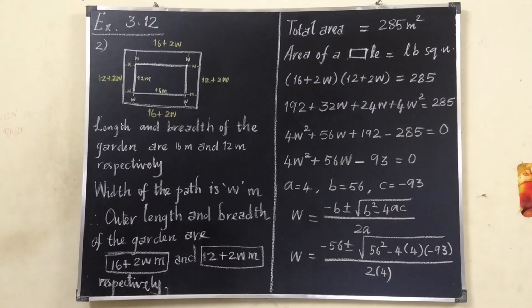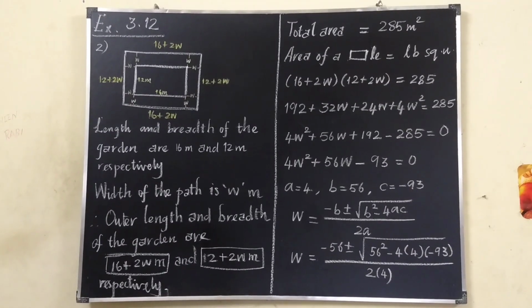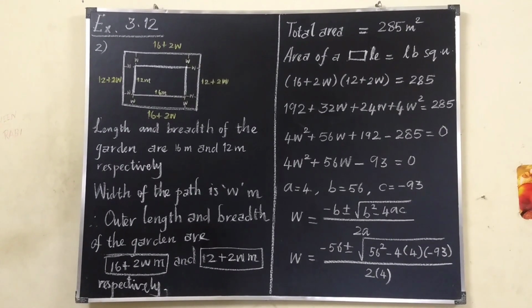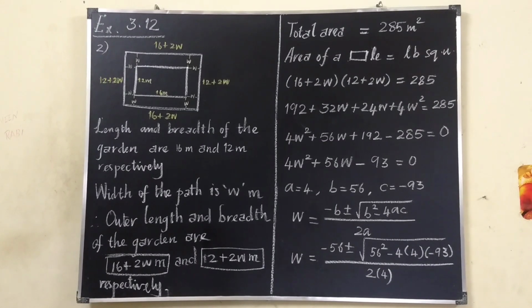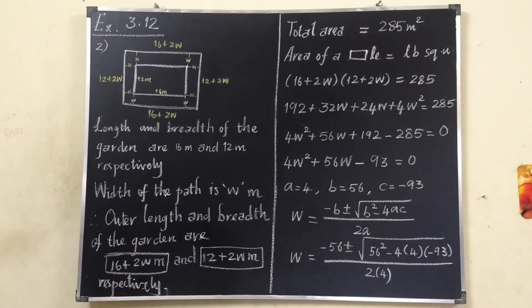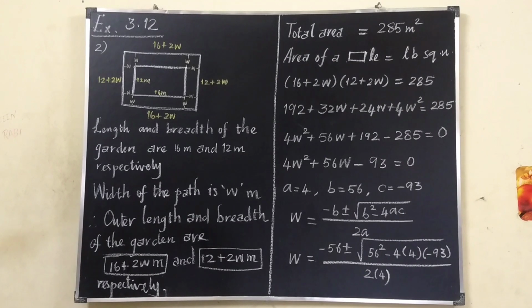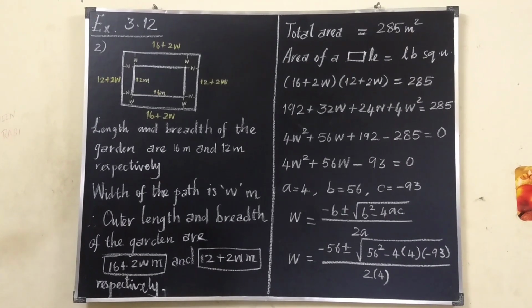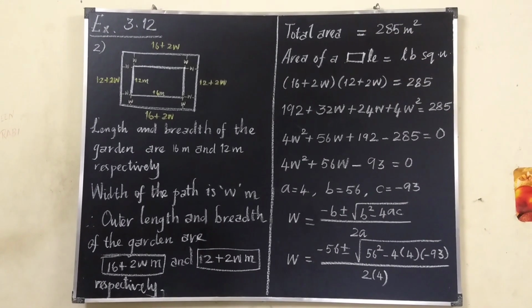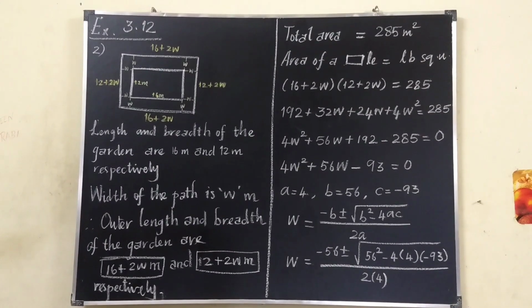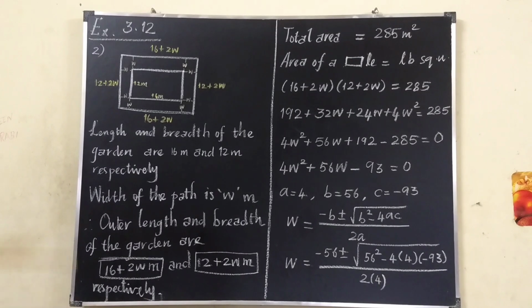And after laying down the pathway, what happened to the area of the garden? The area of the garden increases to 285 meter square. So the area of the garden along with the pathway is given as 285 meter square. We are asked to find what is the width of the pathway. So let us draw a diagram to represent the garden along with the pathway.